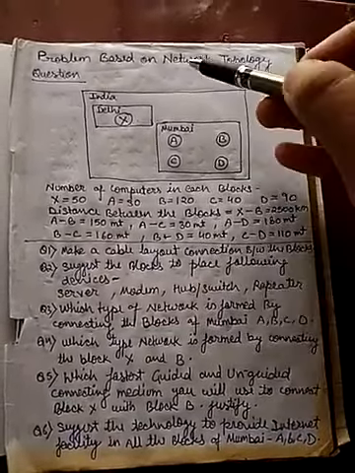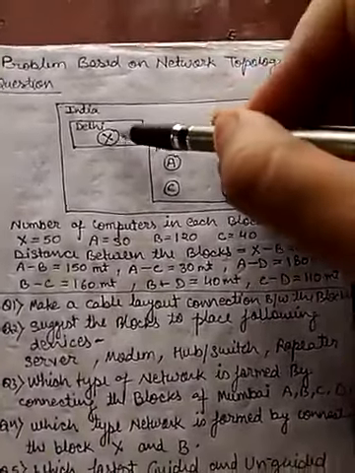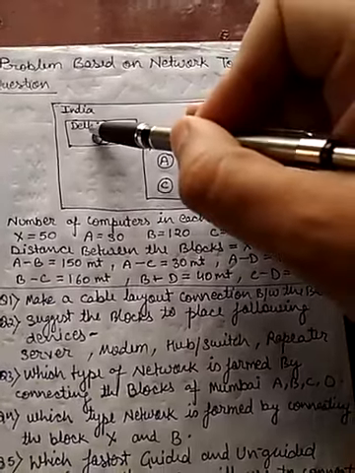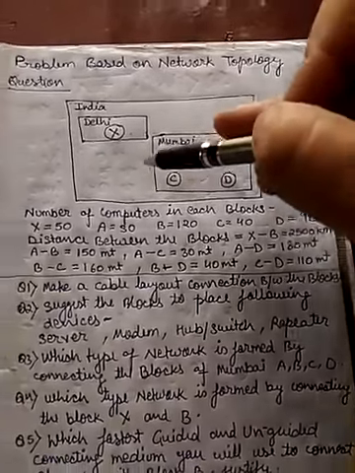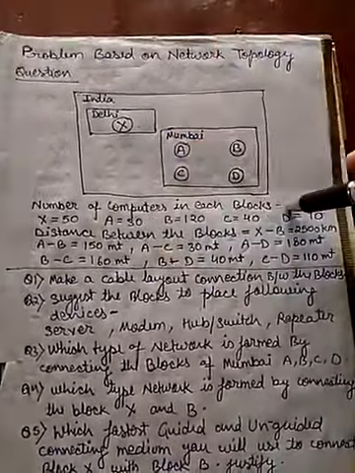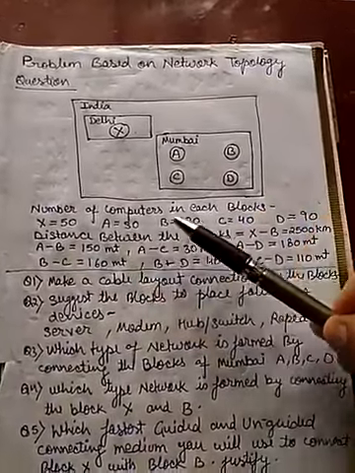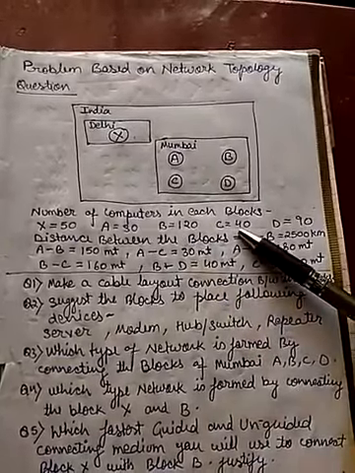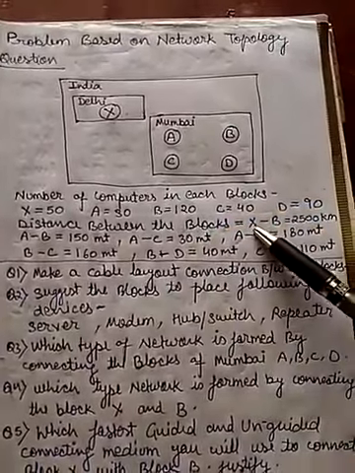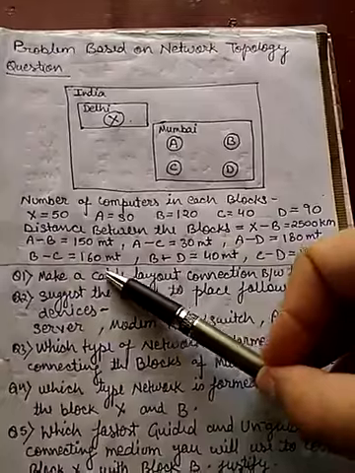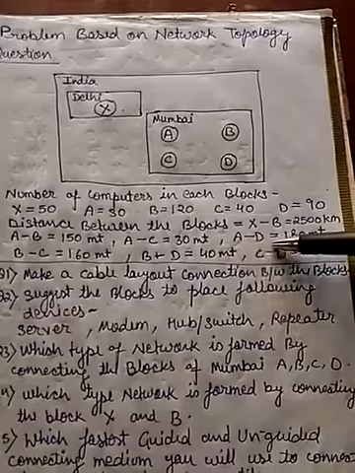In this problem, an organization is having this type of architecture in which the block X is situated in Delhi and the blocks A, B, C, D are situated in Mumbai, and in each block a number of computers are there. In block X there are 50, A there are 30, in B it is 120, in C 40 and D 90, and the distance between the blocks is given, X to B, A to B and so on. So this is the distance which is given in between the blocks.